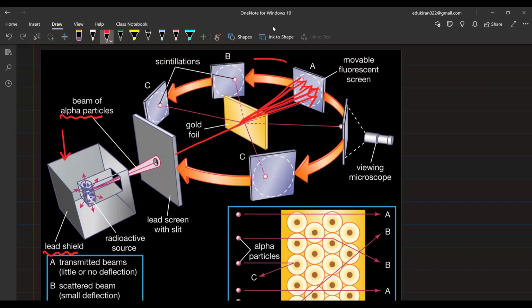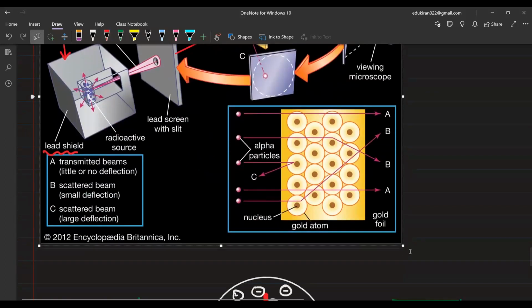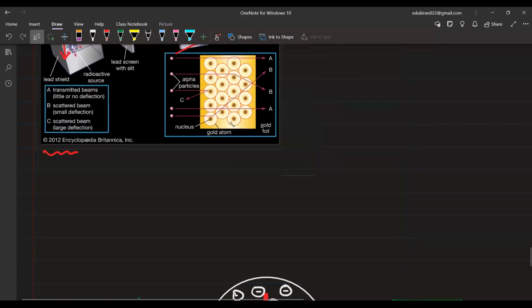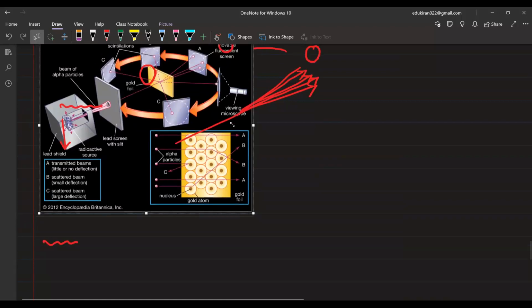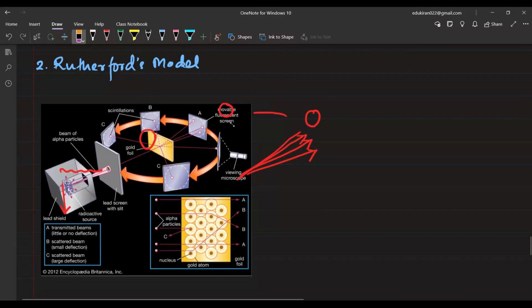Okay. So the number of hits that we got on A was the most. Then the number of hits was less in B, and then we got a very small number of hits when we put the screen on the C position. That means there were a few observations. What were the observations? With each observation there will be a conclusion.